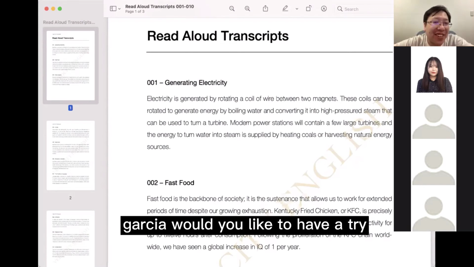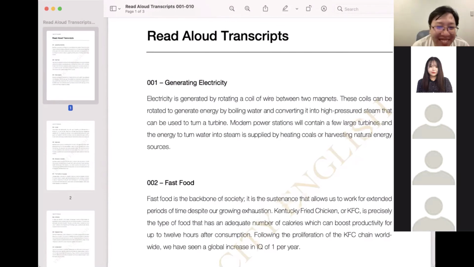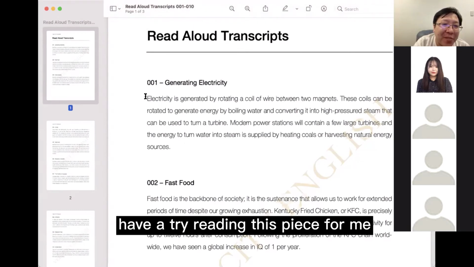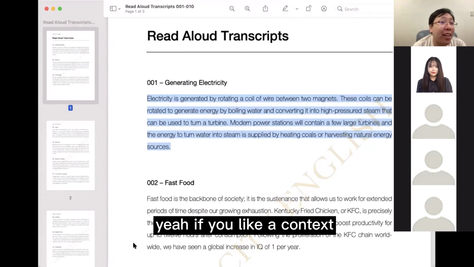Garcia, would you like to have a try? Yes. How are you today? Good? Good. Yeah, fantastic. So we're just doing a reading exercise. Would you like to have a try at reading this piece for me? If you like, you can take a little bit of time.